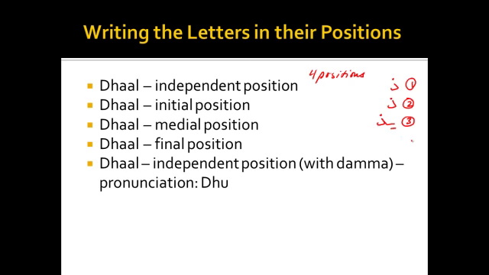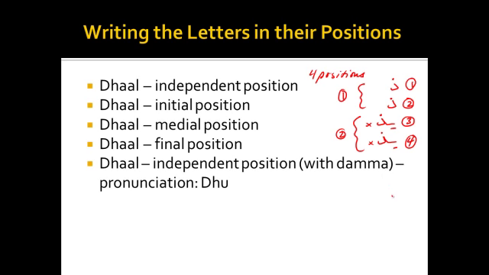Again, connecting here to a letter before it, and it does not connect to a letter after it. And the final position looks just the same. Okay? Connects here, does not connect here. So again, we can see that these two both look the same, and these two again both look the same, just like the Dal that we discussed in the previous video.